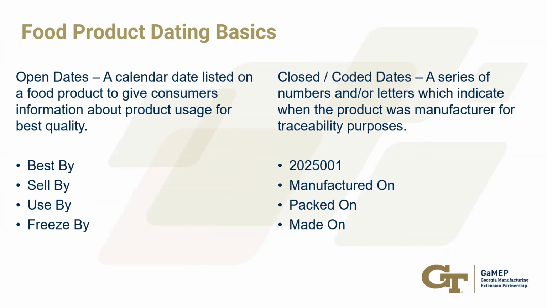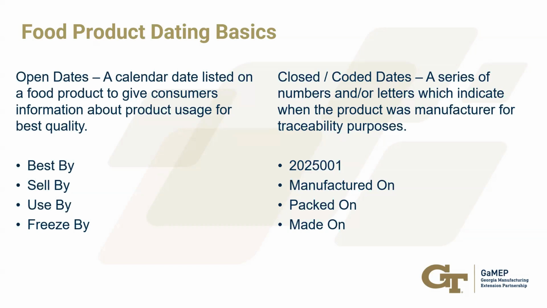And the purpose of an open code date is to give consumers guidance on how they use your product or when they should use your product by. Closed coded dates sometimes are not human readable. Sometimes it's a series of numbers and codes, and that indicates more so the date the product was made. So manufactured on, packed on, made on. And the purpose of closed code dates is to identify production lots really for traceability purposes.